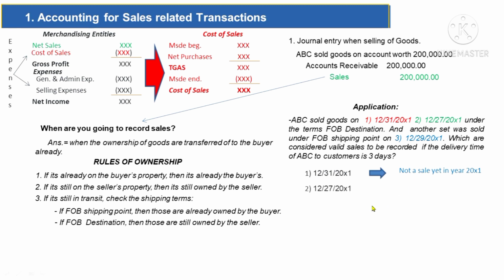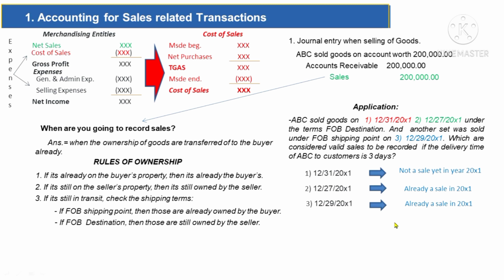We also have the second sale which happened on 12/27/20x1. So if you analyze and put in the equation the 3-day delivery period again, we can say that those goods arrived already on the buyer's premises in 20x1. So it is already a valid sale. The shipping term FOB destination is already useless since the goods are not in transit already at the end of 20x1. And the last sale dated 12/29/20x1. If you consider again the delivery time, it can be concluded that the goods are still in transit and will arrive only on 20x2. However, since the shipping term is FOB shipping point, then it is already considered a valid sale in 20x1. I hope I made that clear.